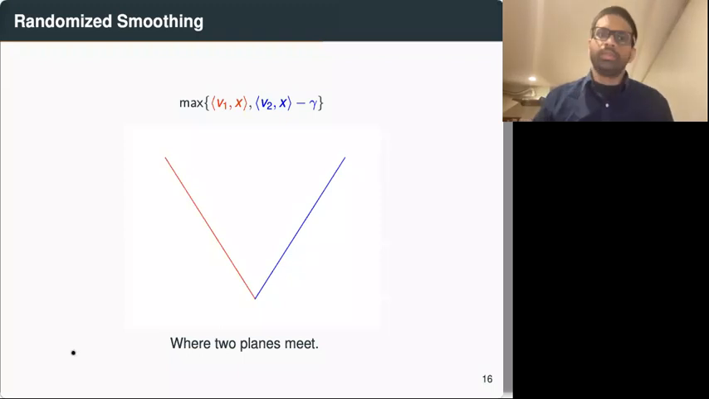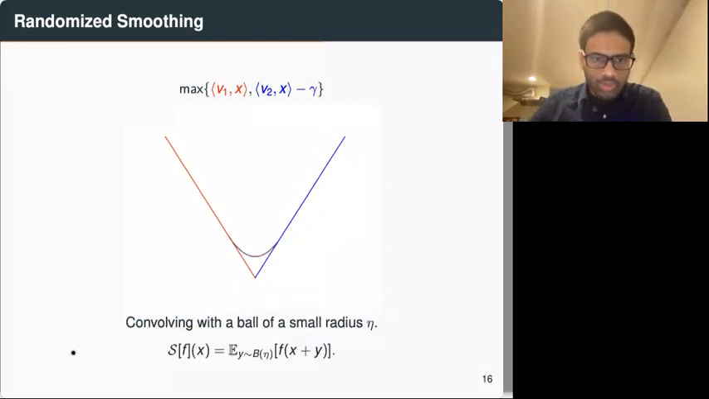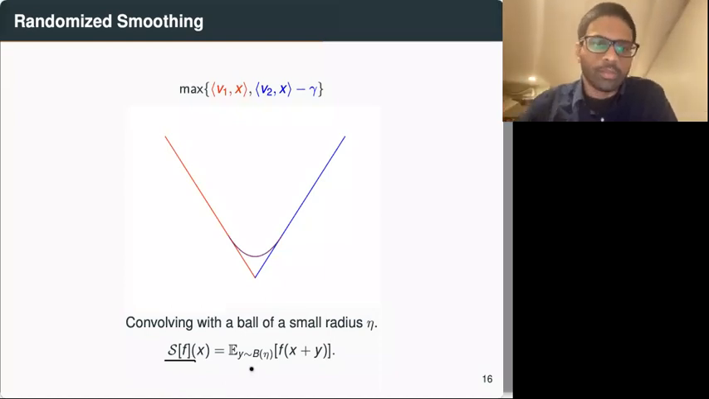So to start with, we'll see the simplest type of smoothing. Here is a place where 2 of our planes meet. And what we're going to do is we're going to convolve this function with a ball of a small radius. So the smoothened function here, S of f at a point x, it's basically you're taking a ball of radius eta around x and you're averaging the function in that ball. And this changes the function only in a small area here.